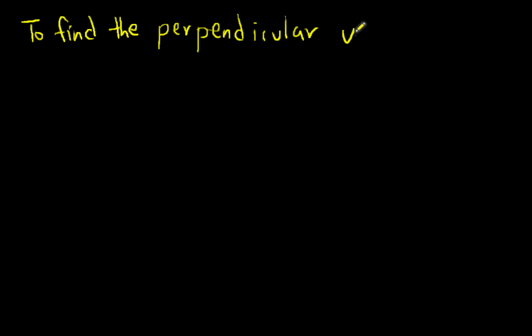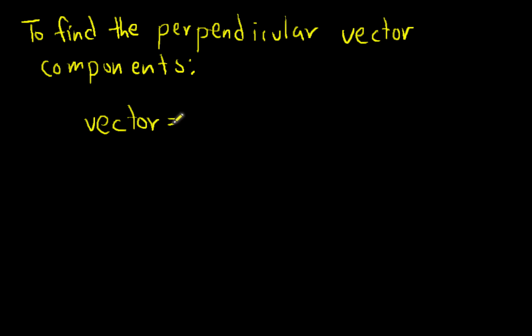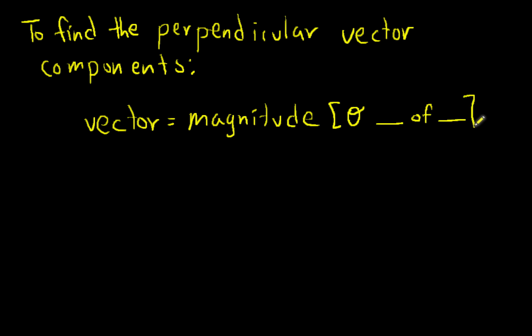Here's a general method you can use to find the perpendicular components of any vector. To find the perpendicular vector components, we start by looking at the vector as it's written. The vector is equal to its magnitude at an angle theta, direction one of direction two, in the "of" statement. The first direction listed in the "of" statement is going to be given the sine function, and the second direction will always be using the cos function. So it could be written sine of cos.